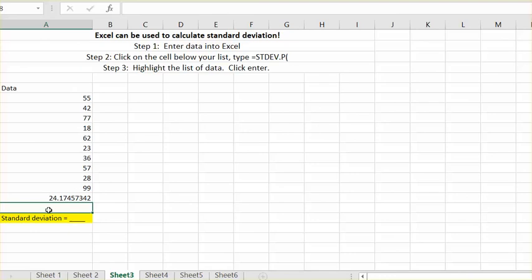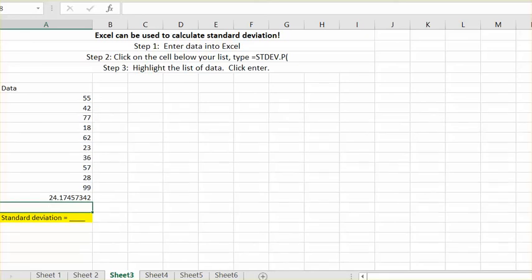So in this case, the standard deviation was 24.17. So again, that tells us that from the mean, our values are 24 above and 24 below that. So these are quite a bit more spread out. And looking at the values, that makes sense because you can see I have like an 18 and a 99. So this is a much larger spread.